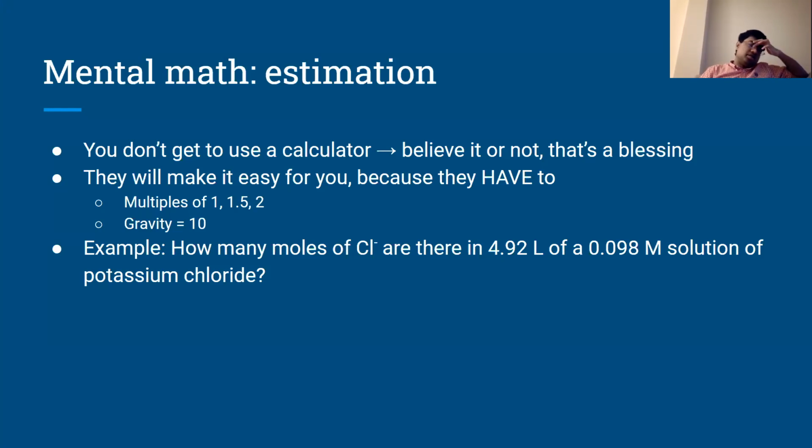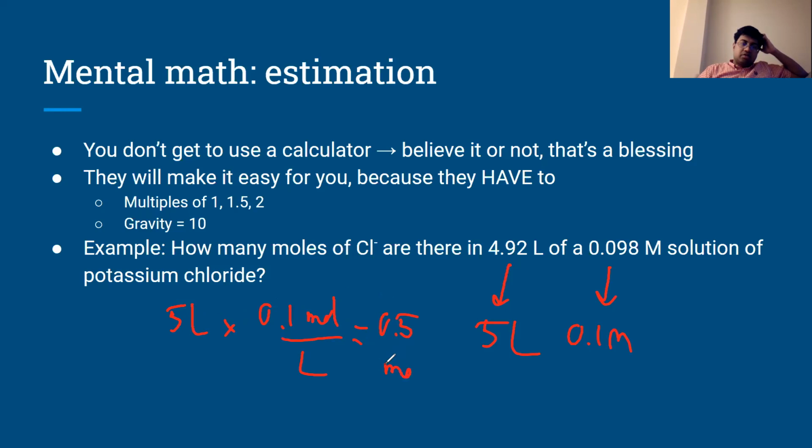How many moles of Cl minus are there in 4.92 liters of a 0.098 molar solution of potassium chloride? With estimation, what you should immediately be thinking is, this is 5 liters. This is 0.1 molar. And so you take 5 liters times 0.1 molar as 0.5 moles. So in effect, there's some degree of saying that's 5-ish, that's 0.1-ish, and then figuring out where you're going to land.